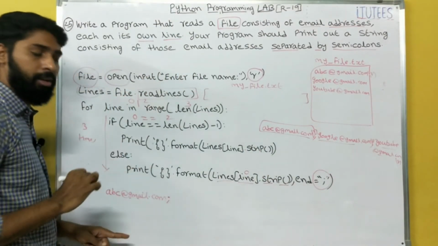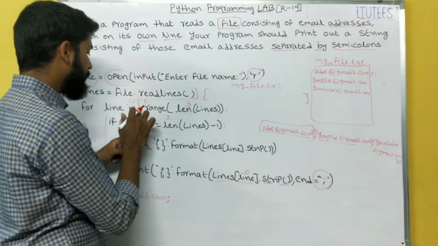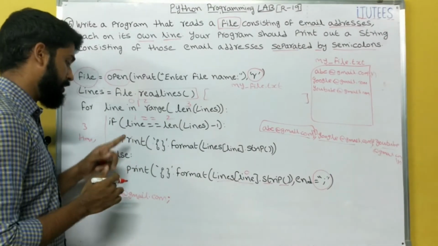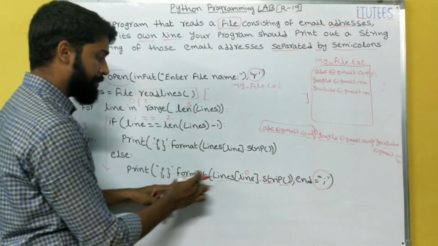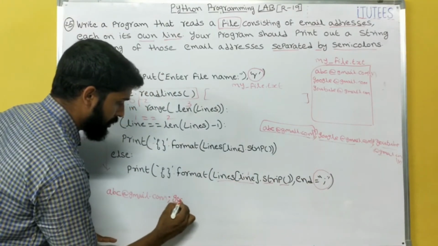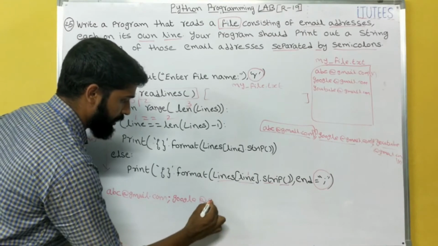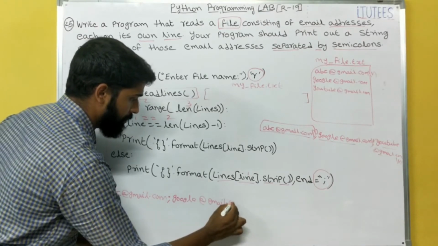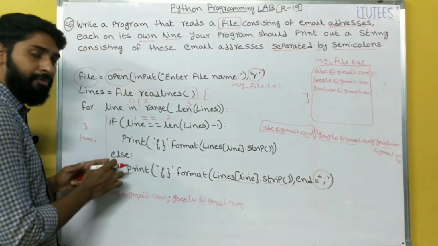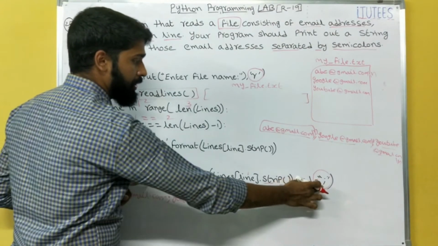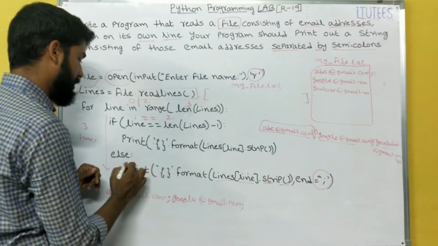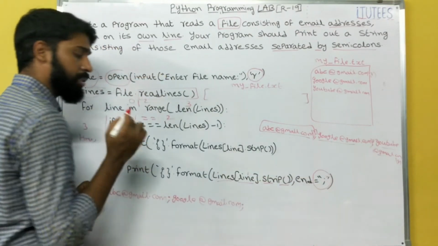That means semicolon. Next iteration, i becomes 1. 1 equals 2, false. So go to else. Again same thing. Format lines of 1. What is lines of 1? google@gmail.com and semicolon. And why we are writing if else? Because for the last one we don't need a semicolon. If you want a semicolon for the last entry also, then only this instruction is enough.